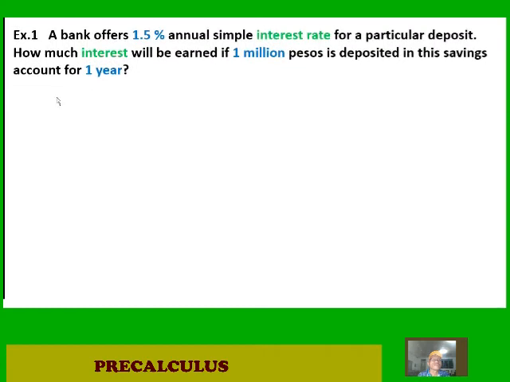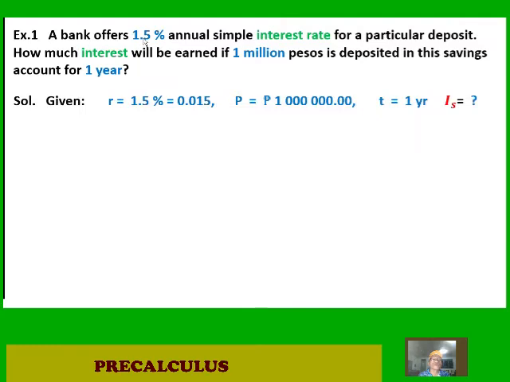Okay. For example, a bank offers 1.5% annual simple interest rate for a particular deposit. How much interest will be earned if 1 million pesos is deposited in this savings account for 1 year? So given, we have here the rate 1.5%. In decimal, transfer the decimal point 2 decimal places to the left.